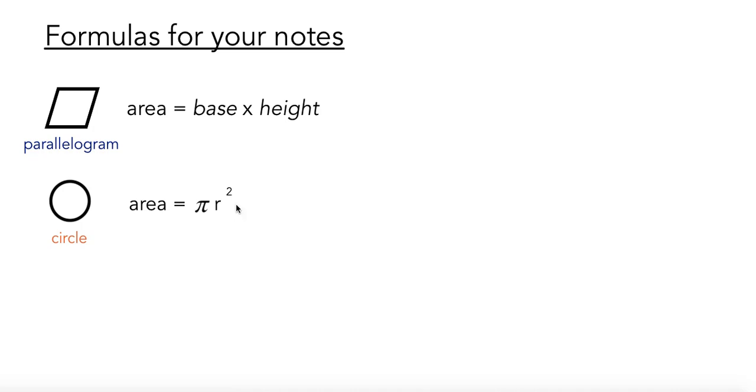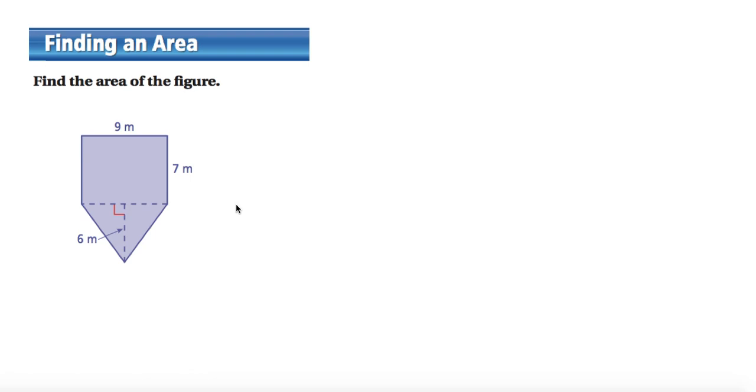Let's take a look at some examples. Here I want to find the area of the figure. So what I'm going to do is first identify what shapes make up my composite figure. So here I see a rectangle and I also see a triangle. So I'm going to start with my rectangle first. Using the formula area equals length times width, I can substitute for what I know. So here my length is 9 and my width is 7. So I'm going to solve 9 times 7, which is 63.